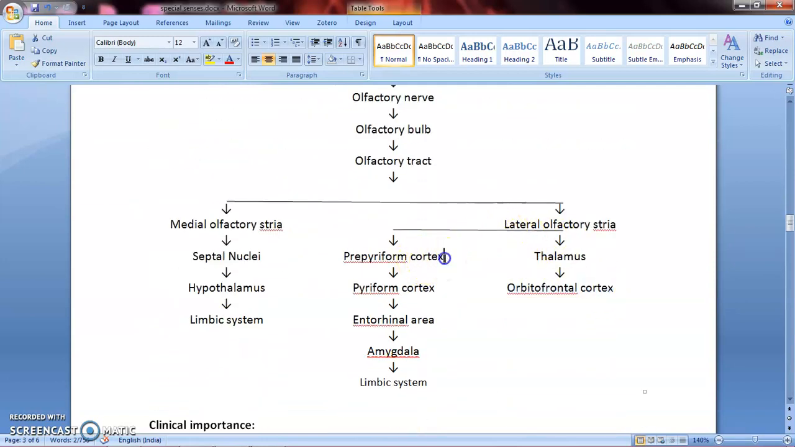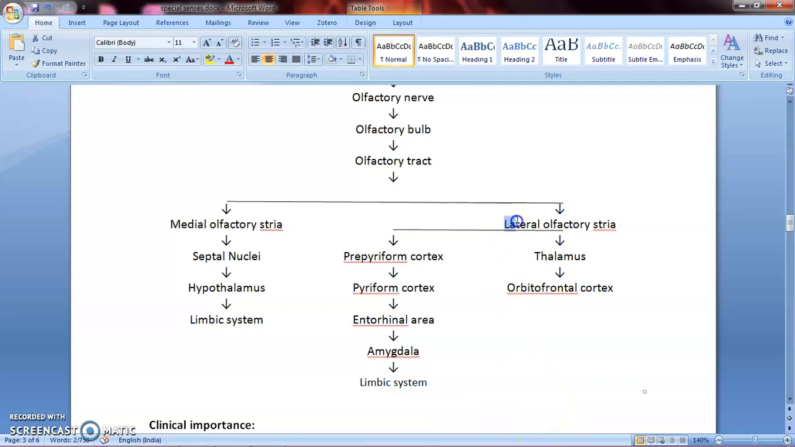Whereas the majority of the bundle from the lateral olfactory striae goes to the prepiriform cortex. Then it ends up in the piriform cortex. Further, it goes to the entorhinal area. Then it goes to the amygdala. The amygdala is a part of the corpus striatum, the basal nuclei, also called basal ganglia. It is involved with rage and revengeful behavior, the emotional pathway. So finally it ends up in the emotional system called the limbic system.